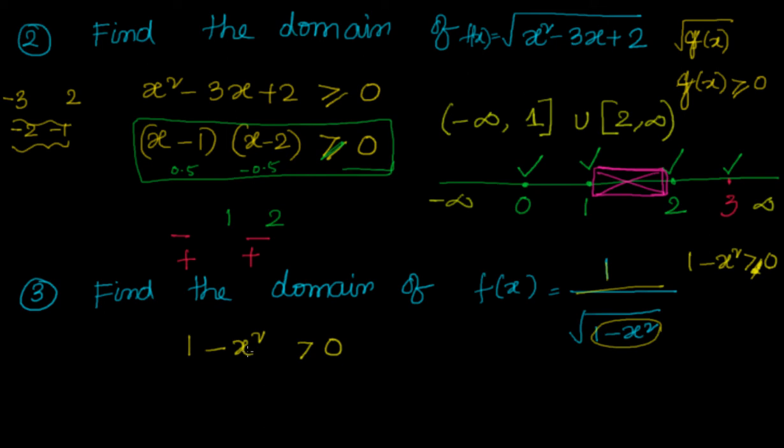So now I have only one thing, 1 minus x square greater than or equal to 0, or can I say x square minus 1 less than or equal to 0? Now this is nothing but x minus 1 into x plus 1 less than or equal to, sorry, less than 0. Pardon me, there is no equal to in this case because we are looking at 1 by, so if 0 then the function is not defined. So 1 minus x square greater than 0 or x square minus 1 less than 0, x minus 1 into x plus 1 less than 0.